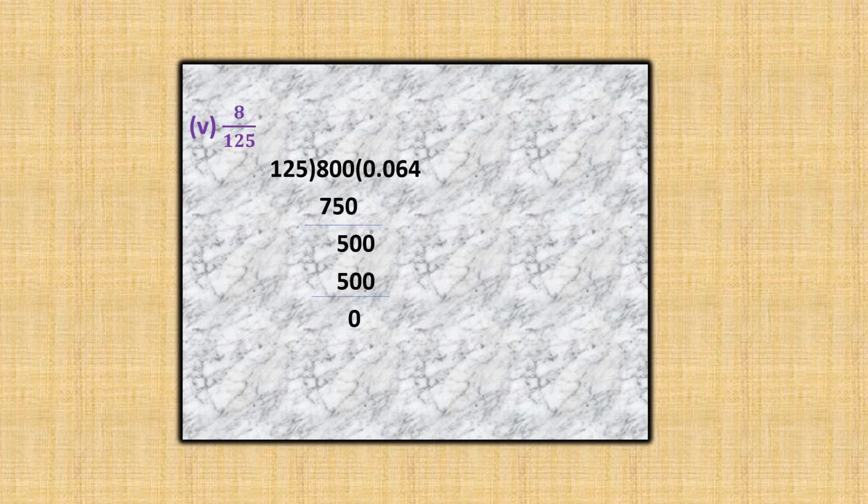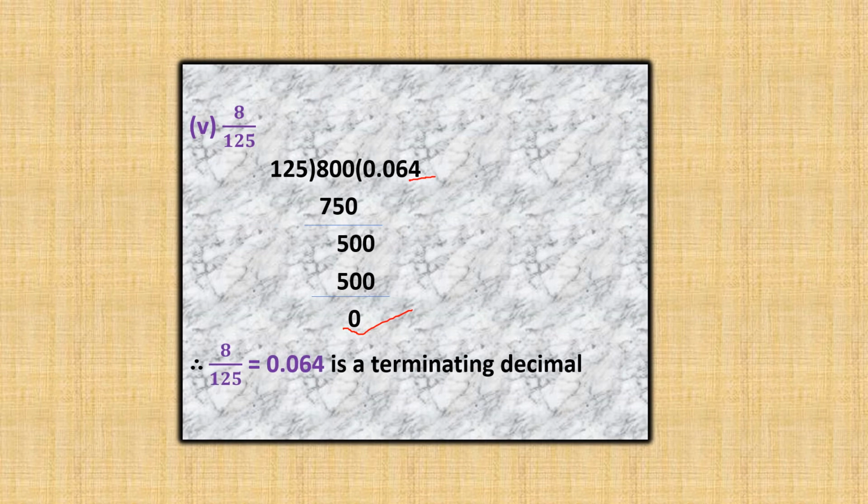So here is your next question, 8 by 125. So when you divide 8 by 125, you will get the remainder as 0. So as it is giving remainder 0, means it is stopping at this point, so it is a terminating decimal. Clear, children? So let me go to the next slide.